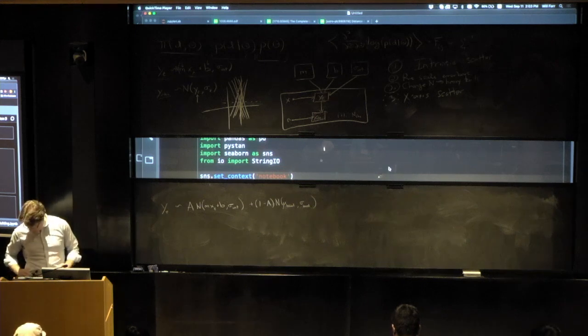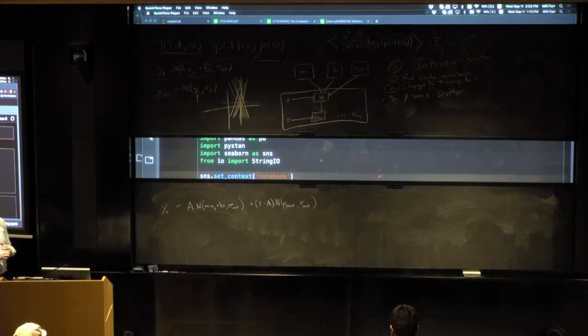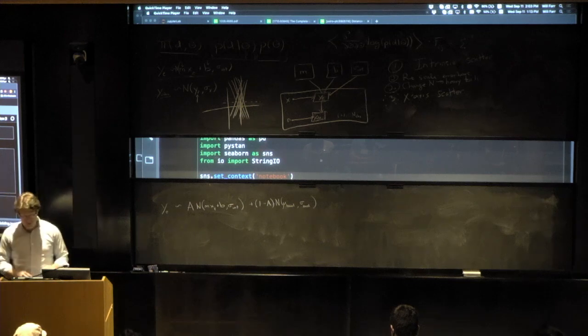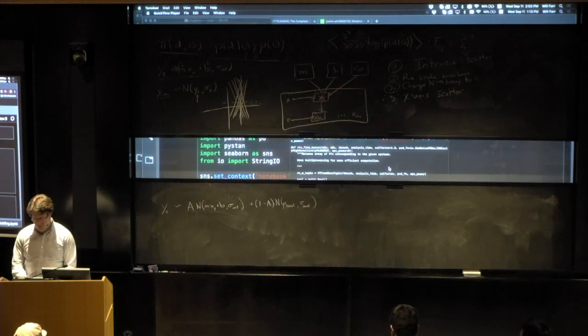Right. So before you jump into the notebook, which you can grab via a Git pull, I would like to ask if there are any questions for Will right now.